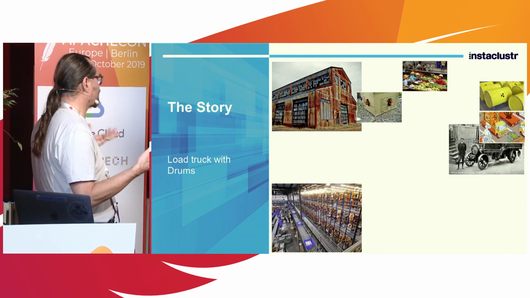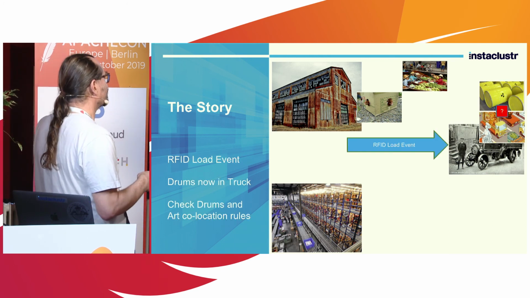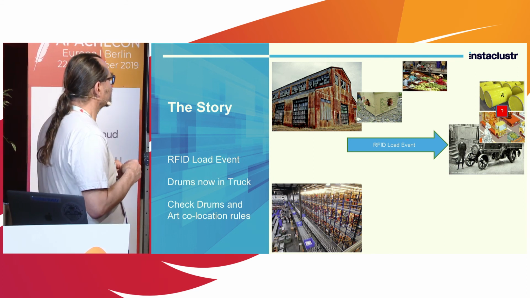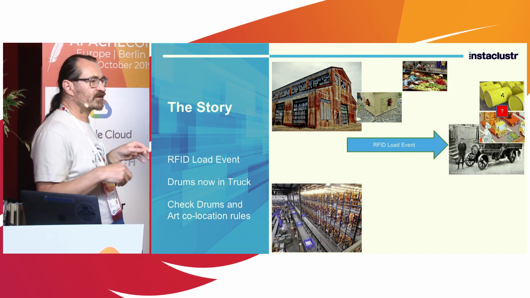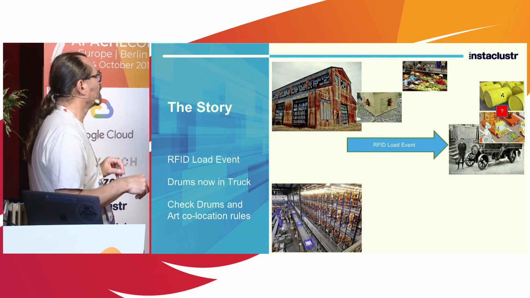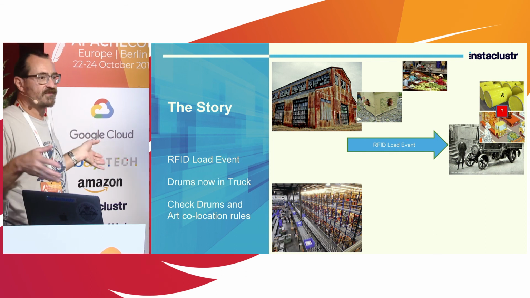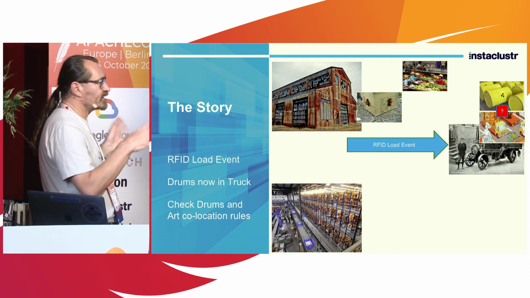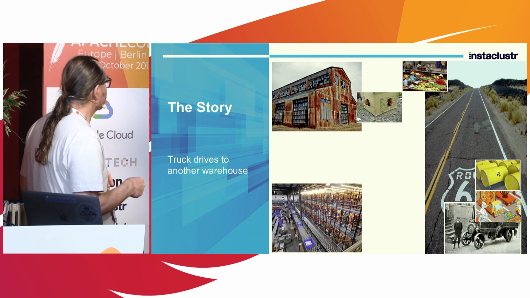Let's load something else on the truck. Let's load some toxic waste onto the truck as well. May not be a good idea, but it happened. So we get another load event. We know that the drums are now in the truck, not the warehouse. And at this point, because there are two goods in the truck, we can run some checks on whether those two goods are actually happy to be together in the same small location, i.e. in a truck. We don't run these checks in the warehouses. We assume the warehouses are big enough that the different goods types can be segregated safely. But every time there's more than one goods in a truck, we want to check if there's any potential co-location issues. The truck then drives to another warehouse.